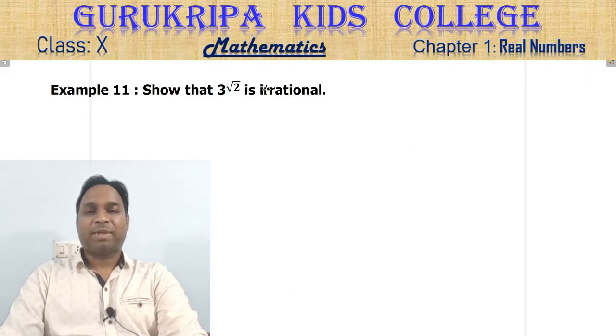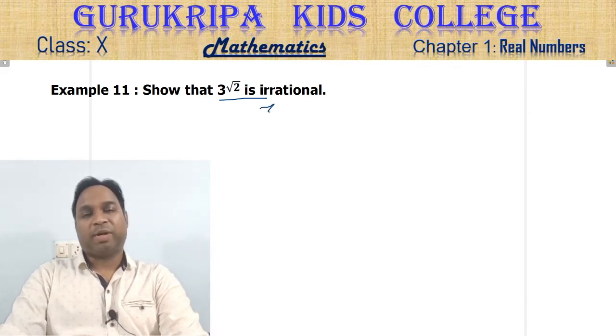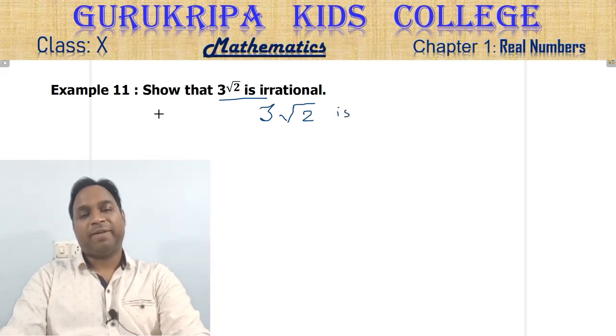Okay. Shall we see one more example now? Example is 3 times square root 2. We have to prove that 3 times square root 2 is irrational. So again we assume it to be false. Let this be rational.